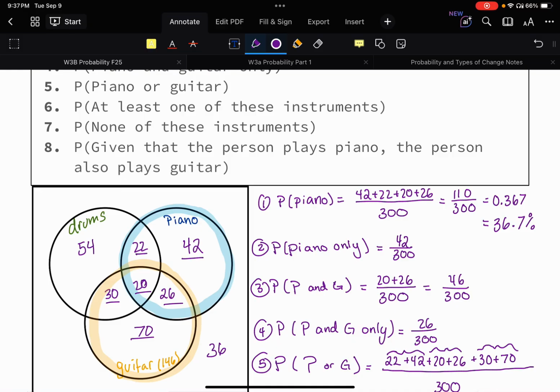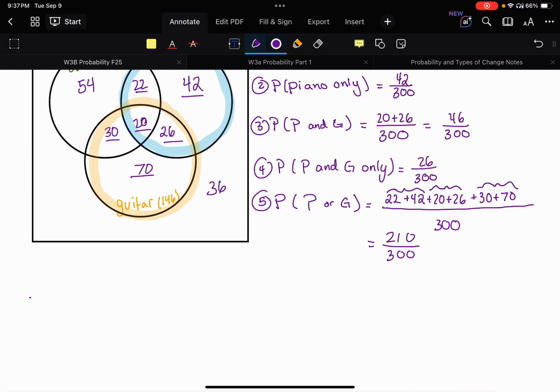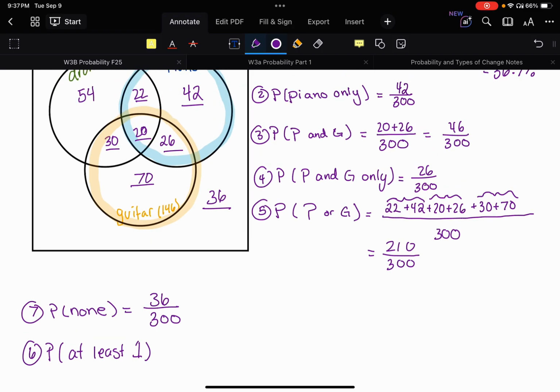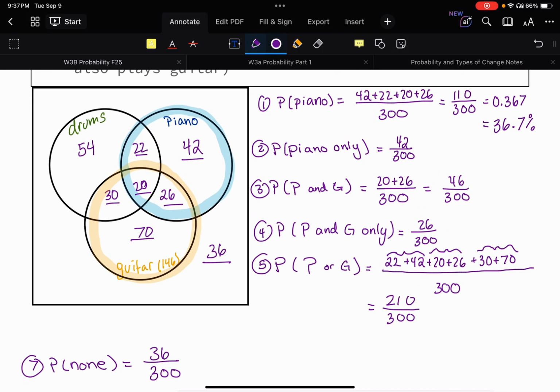Okay, the probability they play at least one of these instruments and the probability they play none of these instruments. I'm actually going to start with 7, the probability that they play none. Well, that's going to be the people on the outside, so the 36 out of 300. Now, the reason why I said I wanted to come back to 6, the probability of at least 1, is that at least 1 is everything in the circles, and the 36 is everything outside.